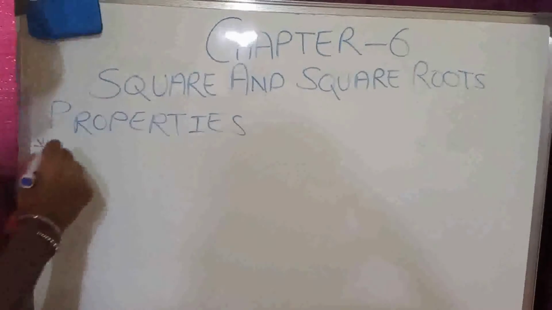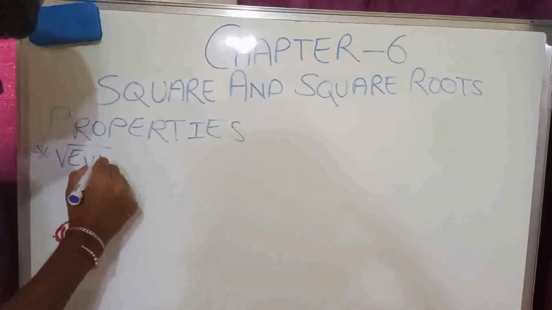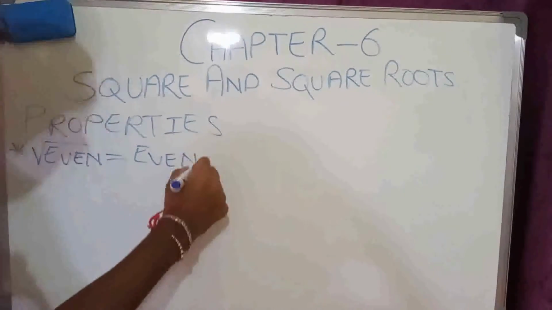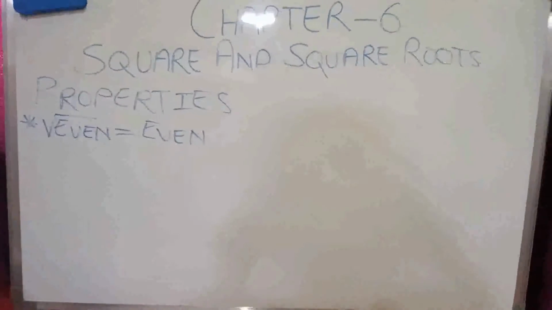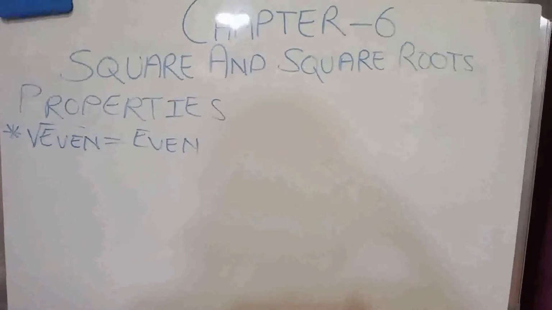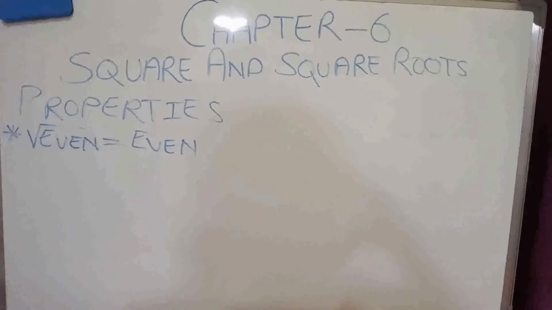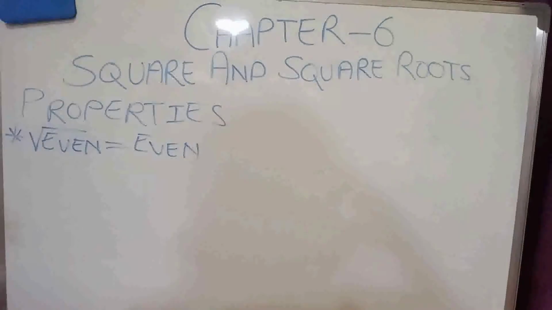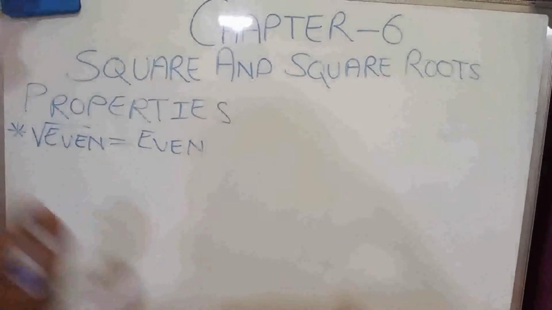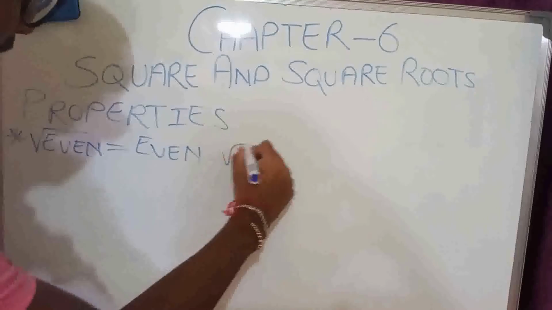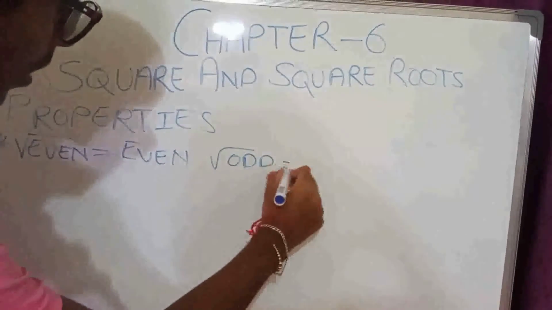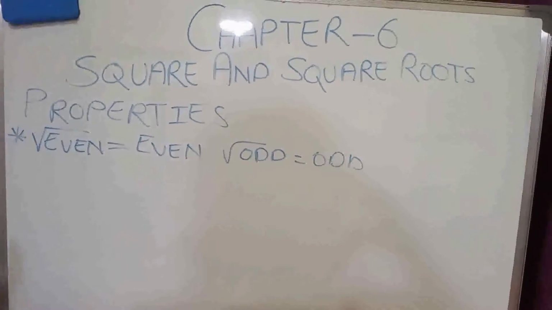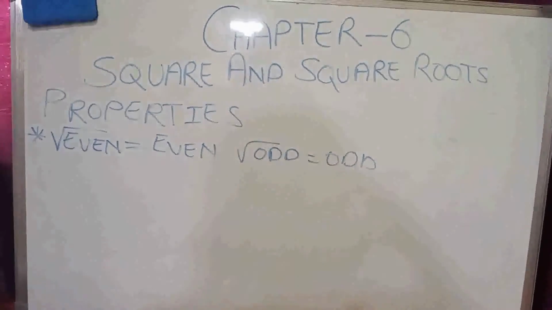The square root of any even number will always be even. Like we saw, the square root of 256 is 16, or if we find the square root of 144, that will be 12. So the square root of an even number will always be an even number. And the square root of an odd number will always be odd. Like the square root of 9 is 3, or the square root of 49 is 7.